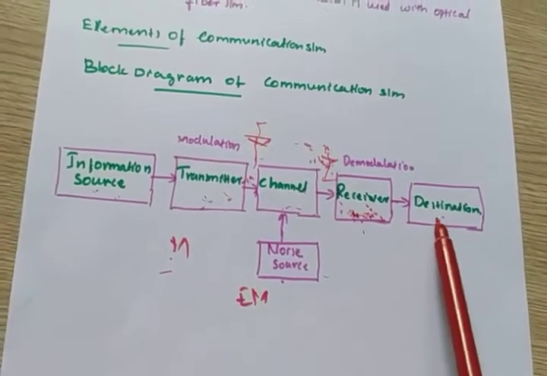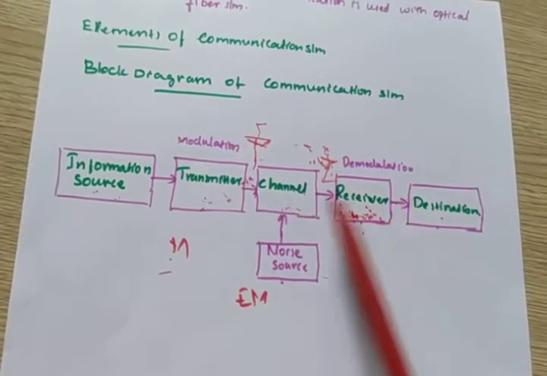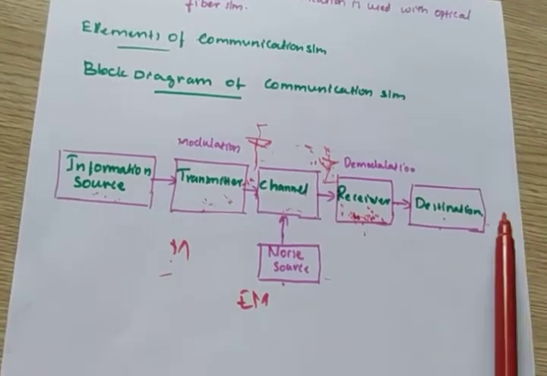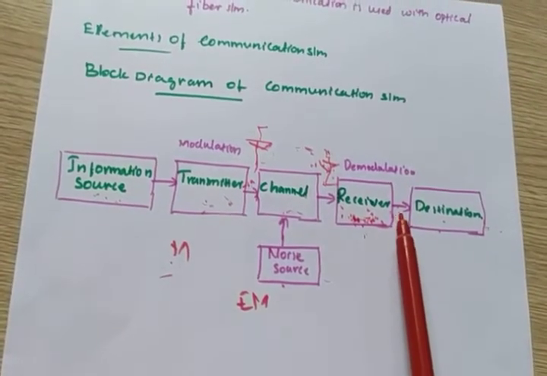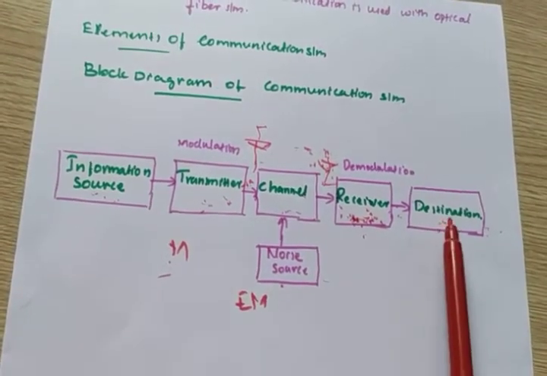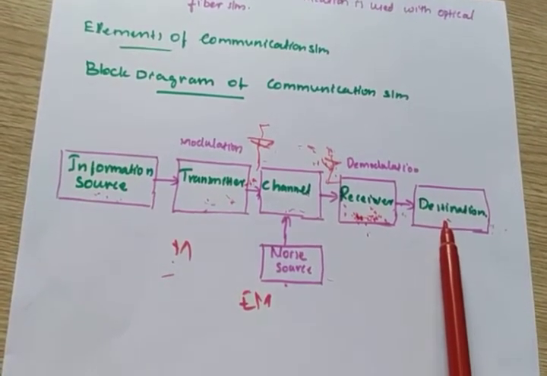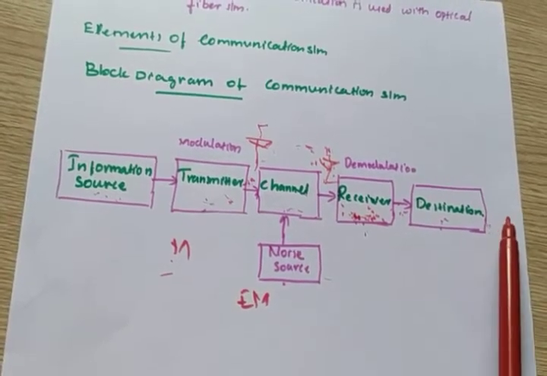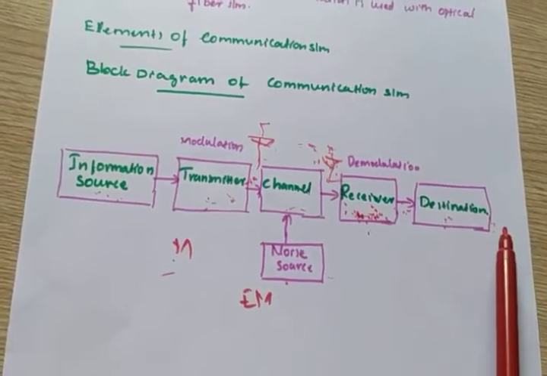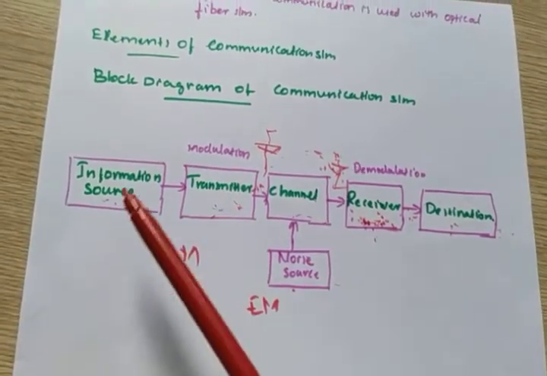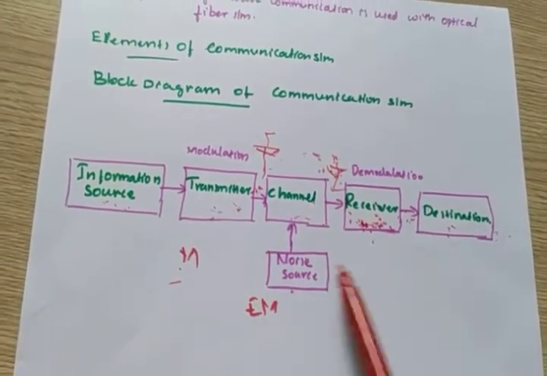Finally, suppose you are sending a voice signal, you need a speaker to hear the voice. Here it is an electrical signal, and that electrical signal should be converted into a physical quantity. Again you need a transducer here. It will convert the electrical signal into a non-electrical signal or a physical quantity that we can measure, hear, or see. So this is the complete block diagram and elements of a communication system.